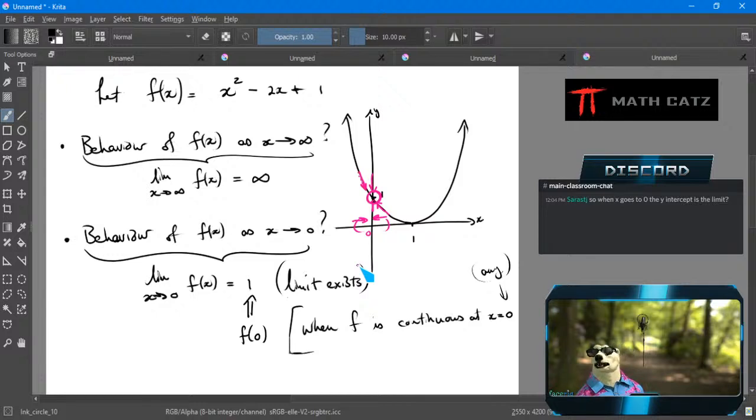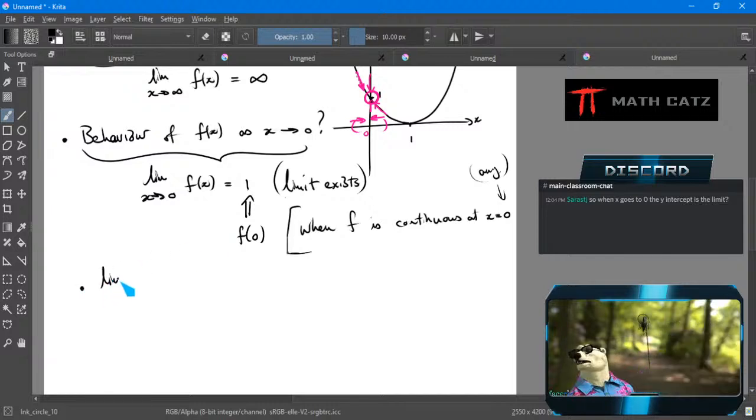For this function and this target x value of 0, the graph, the y value, is getting closer and closer to what its value is. And in this case, it happens to be the y-intercept because x goes to 0. If x goes to something else, I could do another one.